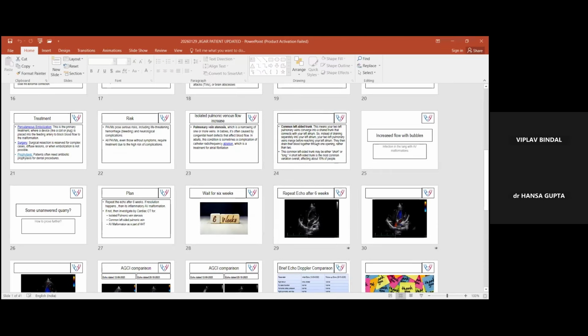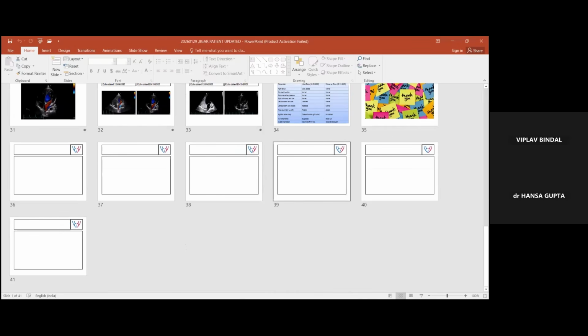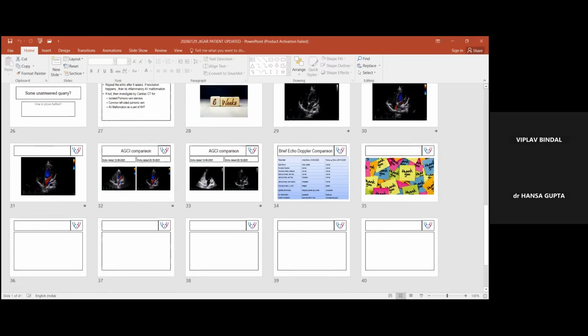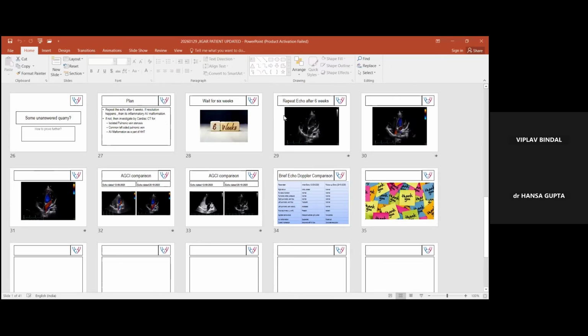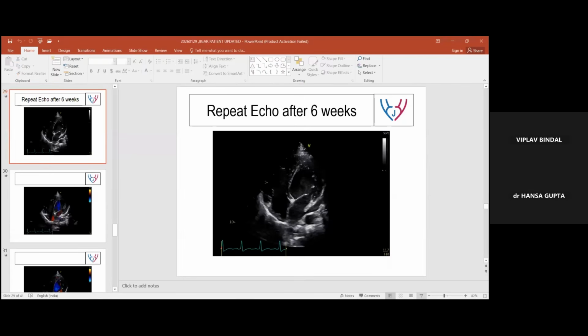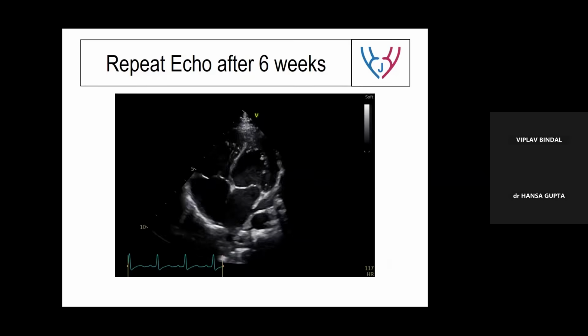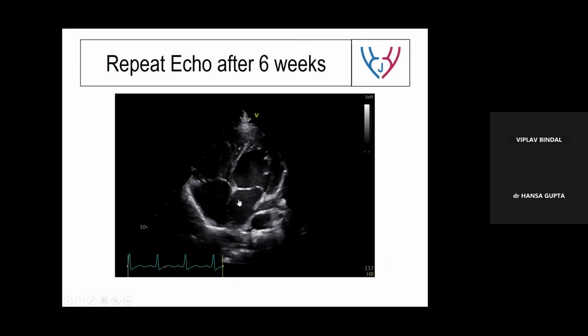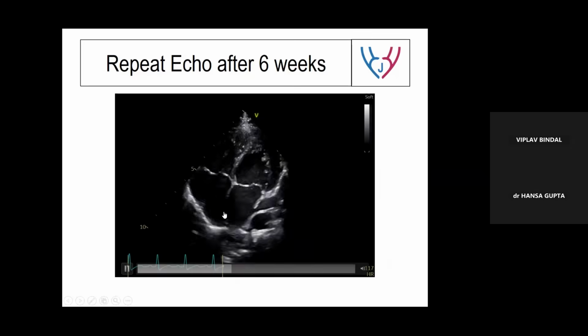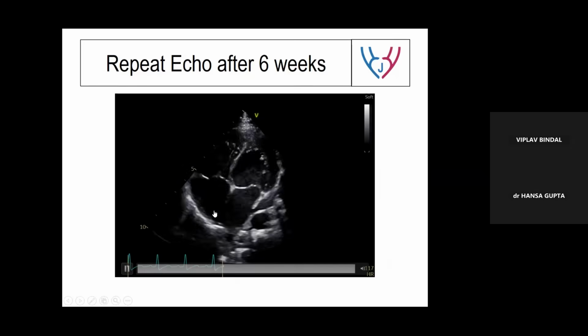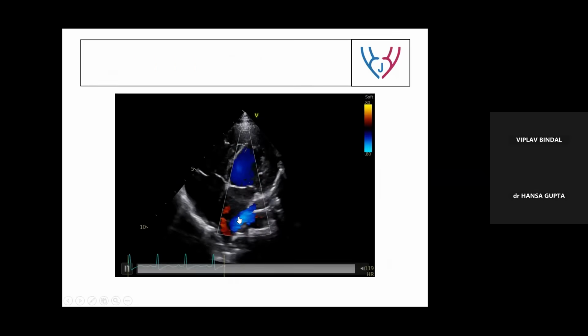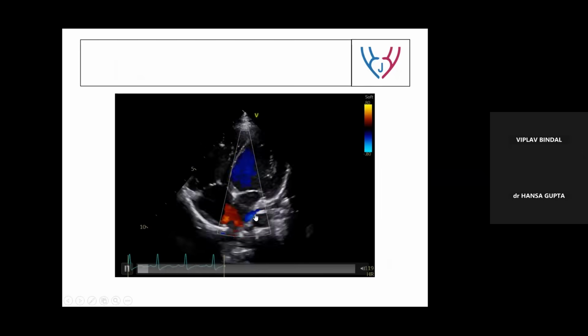So what we did was a repeat echo after 6 weeks. Look, this is a repeat echo after 6 weeks. Same patient. Now, if you look carefully, this interatrial septum has started bulging toward the right hand side. And now this flow is still present, but definitely less as compared to before.